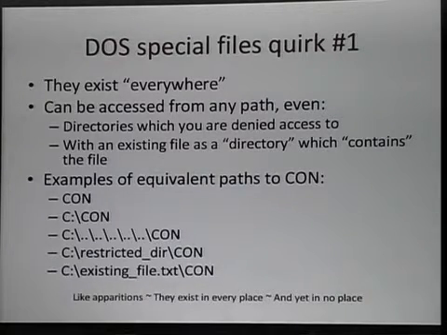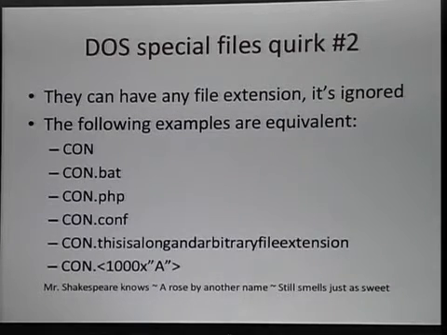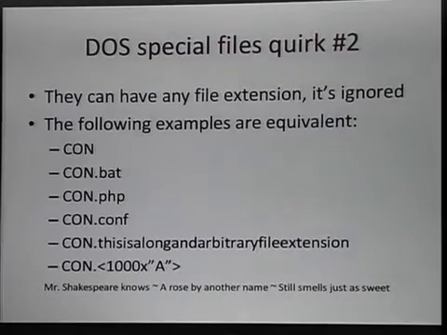First, they exist everywhere. Everywhere. If you give a full path to anything and it ends with con, it's still going to refer to the console. Doesn't matter if you have access to the directory. As long as your path to con resolves all the way up to the point where you do a /con, even if it's a file, you can use that as a sort of directory, and it's still valid. It'll still refer to the console. So that's interesting. They can have any file extension you want. It's completely ignored. So con is the same as con.bat, .php, .conf, or a long and arbitrary file extension.